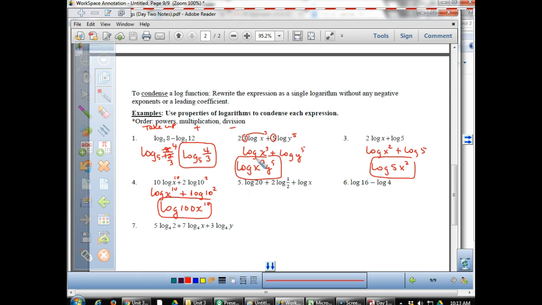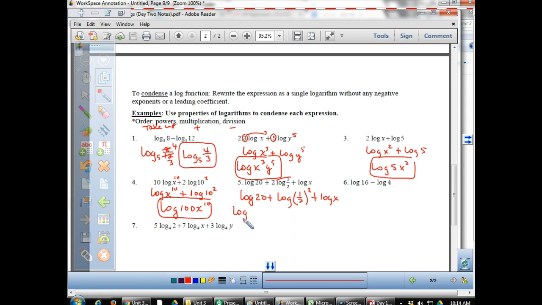And let me do number 5. It's a little tough one. So I'm going to bring the power of 2 and apply it to the 1/2. So let me write this out for you. Log of 20 plus log of 1/2, and then that is going to get squared. So remember, you're going to square the 1 and you're going to square the 2.